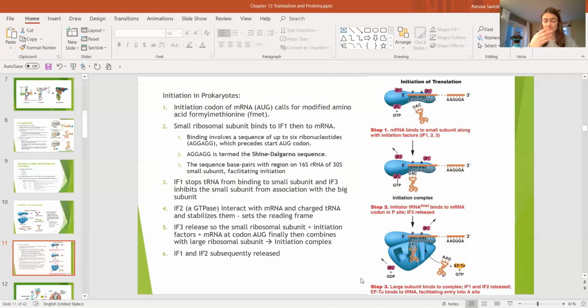and this basically stops the small subunit at this point from binding to the large subunit, because we've just discovered the AUG, and so we have to do a couple other things in order for the complete machinery, that complete snowman effect, to come into play.